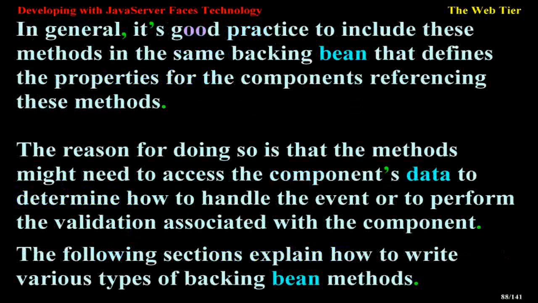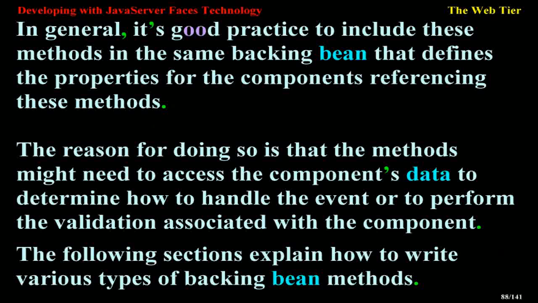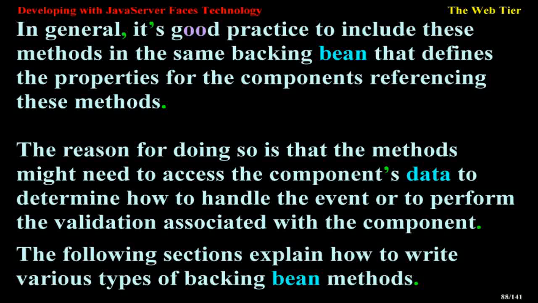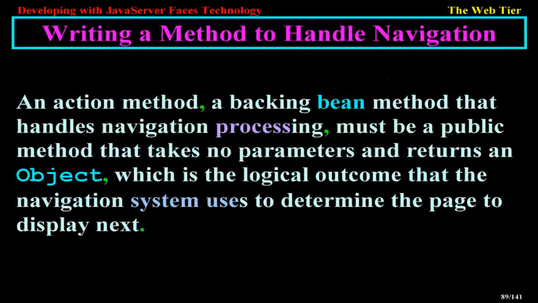In general, it's good practice to include these methods in the same backing bean that defines the properties for the components referencing these methods. The reason for doing so is that the methods might need to access the component's data to determine how to handle the event or to perform the validation associated with the component. The following sections explain how to write various types of backing bean methods. Writing a method to handle navigation.